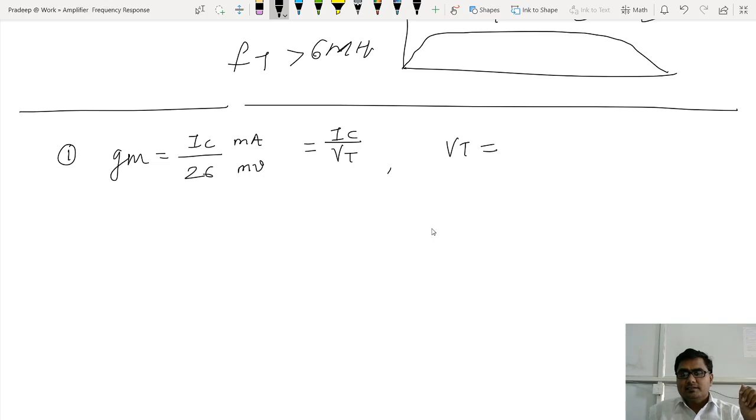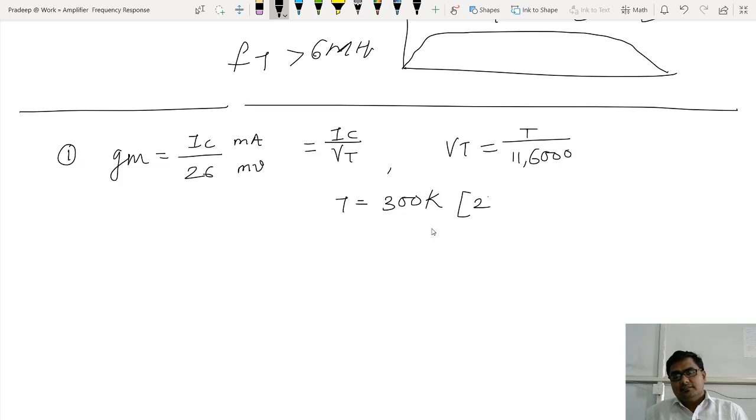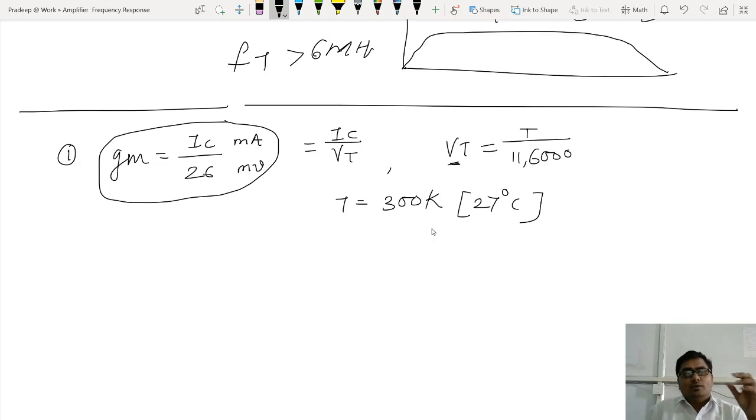But what is the voltage at room temperature? It is a defined number, you have seen it in your physics, this magical number. The temperature T is generally taken as 300 Kelvin. If I want to express it in Celsius, then it is 27 degrees centigrade. So at room temperature, that is at 27 degrees, VT becomes 26 millivolt. That's why generally we use IC in milliamperes divided by 26 as the formula for transconductance. So this is the first one.